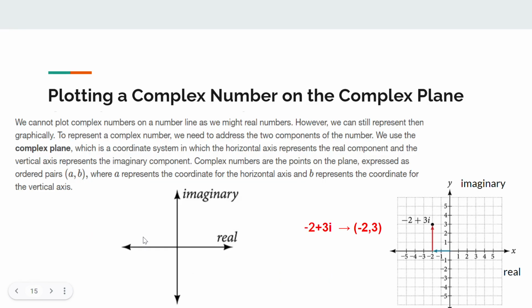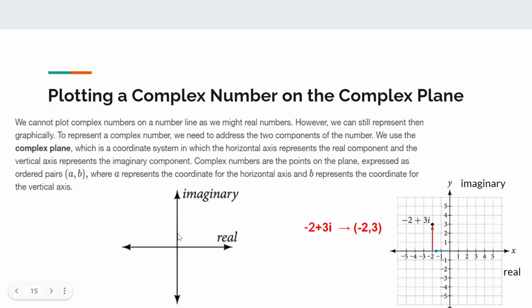Alright, the next one, we'll have to know how to plot a complex number on the complex plane. We cannot plot a complex number on a number line as we might real numbers. However, we can still represent them graphically. To represent a complex number, we need to address the two components of the number. We use the complex plane, which is a coordinate system in which the horizontal axis represents the real component, like here, and the imaginary part is the vertical line.